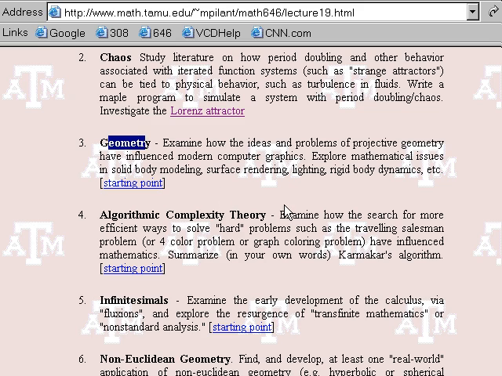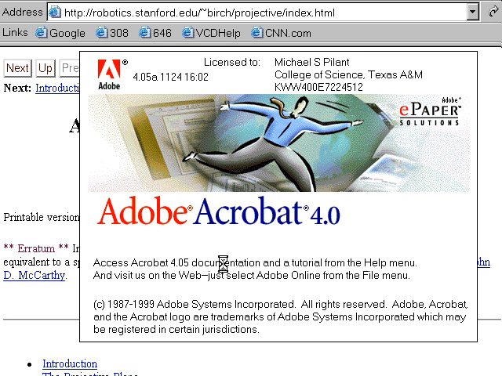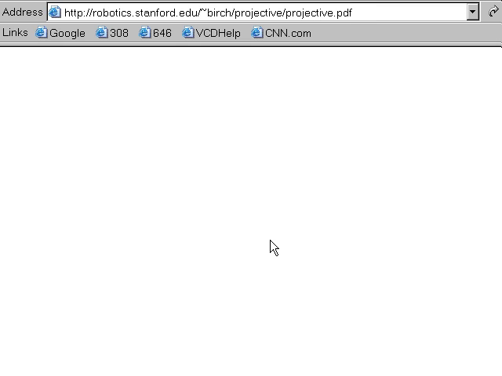Another example, more classical, or historically older, is geometry. So projective geometry is an aspect of modern geometry that influences computer graphics. So if you start off at this point, this is an introduction to projective geometry for computer vision. You can click, there's a PDF link, you can get the PostScript, or you can navigate it through HTML. It's not the world's best PDF file because the fonts are kind of funky, but it's nevertheless readable.